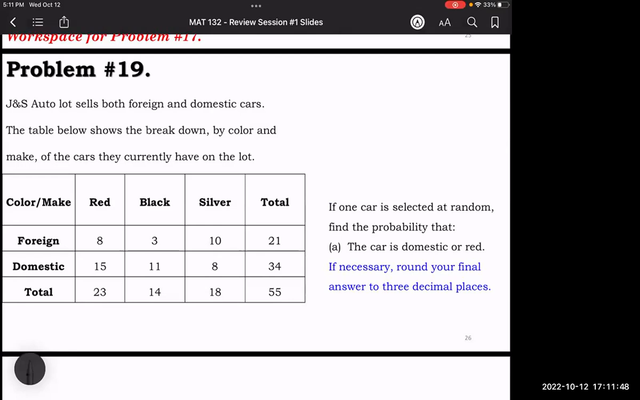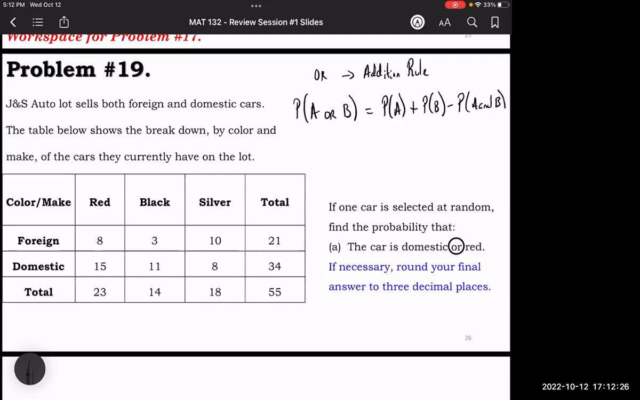So part A states, if one car is selected at random, find the probability that the car is domestic or red. So when you read part A, what's the key term there? The word or. When you see the word or, or in probability stands for which probability rule? Addition. There you go. Or means that we're going to use the addition rule. So the addition rule states that the probability of A or B is equal to the probability of A plus the probability of B minus a possible intersection between the 2 probabilities.